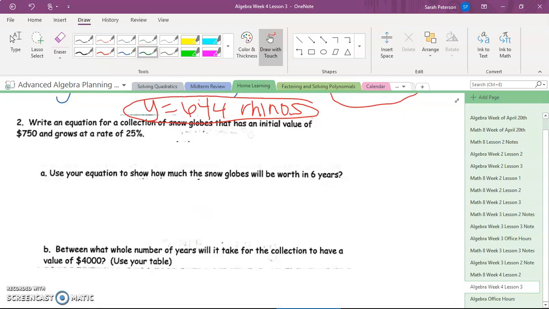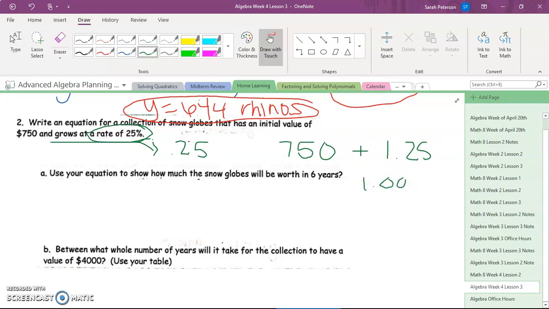It says write an equation for a collection of snow globes that has an initial value of 750 and grows at a rate of 25%. When you're growing at a rate, I need to figure out the factor. If I convert this to a decimal, I get 0.25. But if I'm growing, I want to take 750 and add 100% of the original value plus 25%. So this 1 represents 100%, and then I want to add 25% more. This is the growth factor that I use when I write my equation.